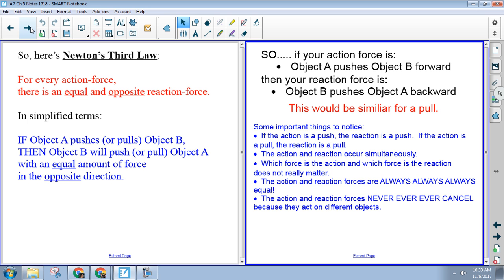First of all, if your action force is a push, then so is your reaction force. And if your action force is a pull, then so is your reaction force. Okay? So if I pull Zach, then Zach pulls me. If I push Zach, then Zach pushes me. Clear? Yep. All right.